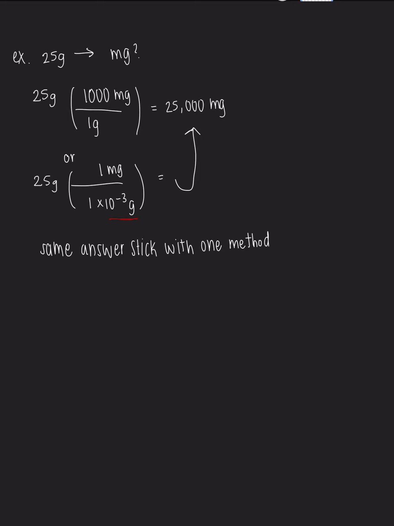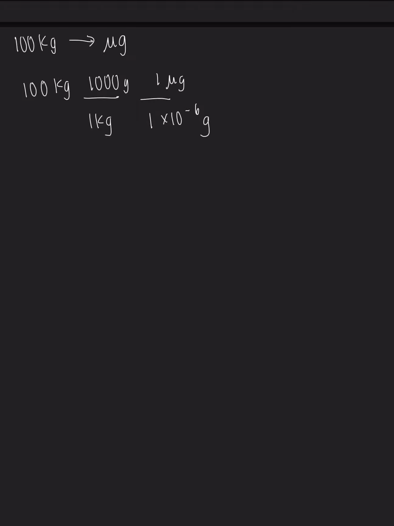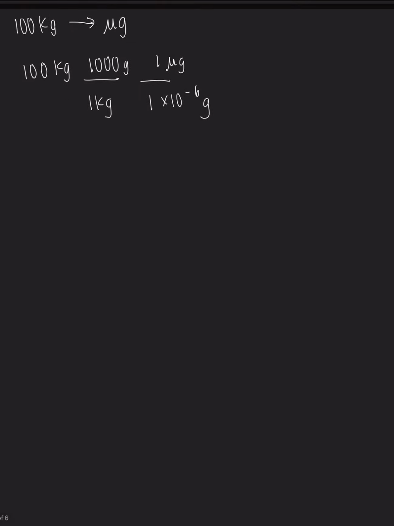So to go back to this, you can say, again, I have 1,000 milligrams in 1 gram, or you can say I have 1 times 10 to the negative 3 grams in 1 milligram. Again, use one method and stick with it. Don't overcomplicate it. Just grab what your brain understands and comprehends. So to reiterate this idea, if you have, for example, 100 kilograms and you want to go to micrograms, you can say, okay, I have 100 kilograms. In 1 kilogram, there's 1,000 grams. And there's 1 times 10 to the negative 6 grams in 1 microgram.